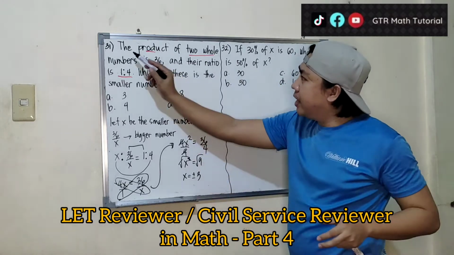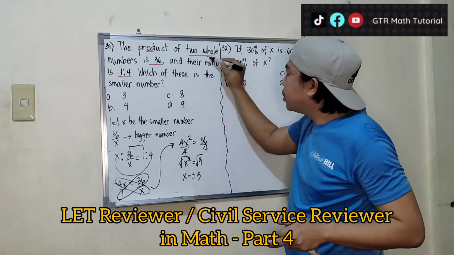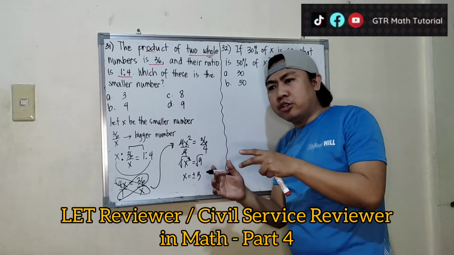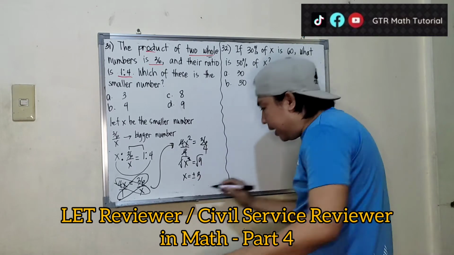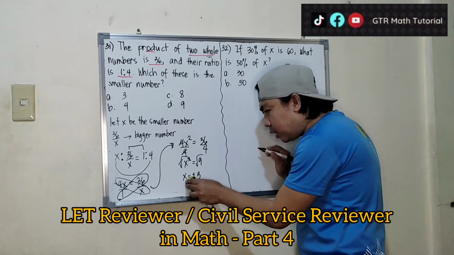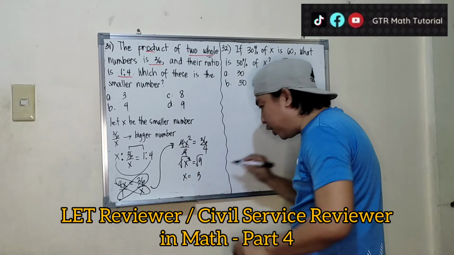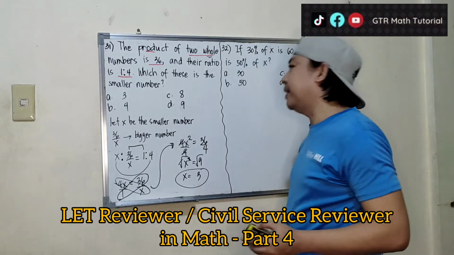Pero, ang hinahanap natin, the product of 2. Ayun, whole numbers. Pag sinabing whole numbers, positive yon. So, maka-cancel out na itong negative. So, hindi na natin kasama yung negative. So, ang sagot na lang is positive 3. So, yun yung sagot, x is equal to positive 3.